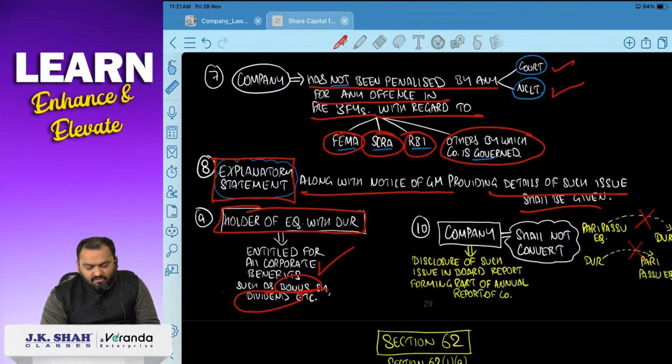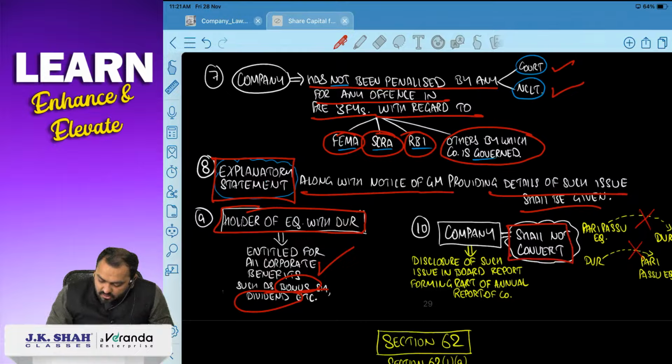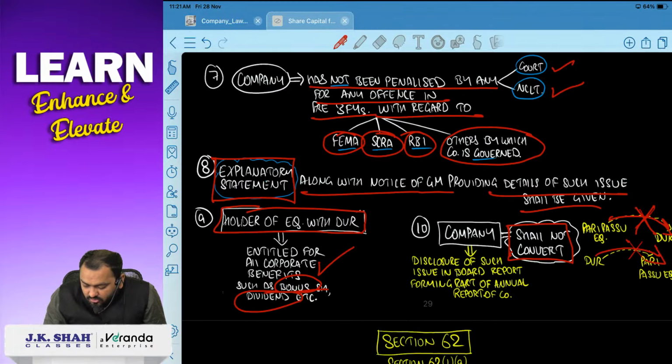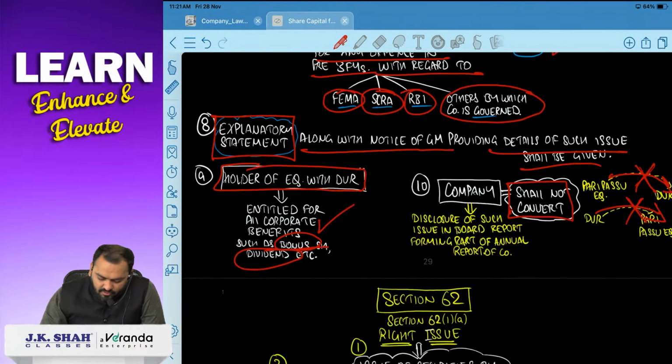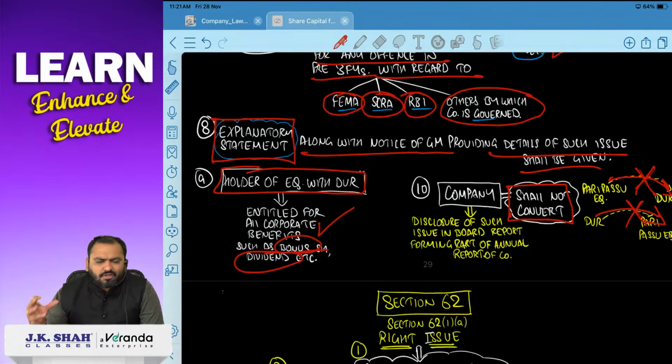Okay, you know there are 2 types of equity shares, paripasu and DVR. A company cannot convert equity with paripasu into DVR, and equity with DVR into paripasu. These equity shares cannot be converted, it is not allowed. And whatever quantity of equity with DVR is issued by the company, it has to give the disclosure in the board report forming part of the annual report.